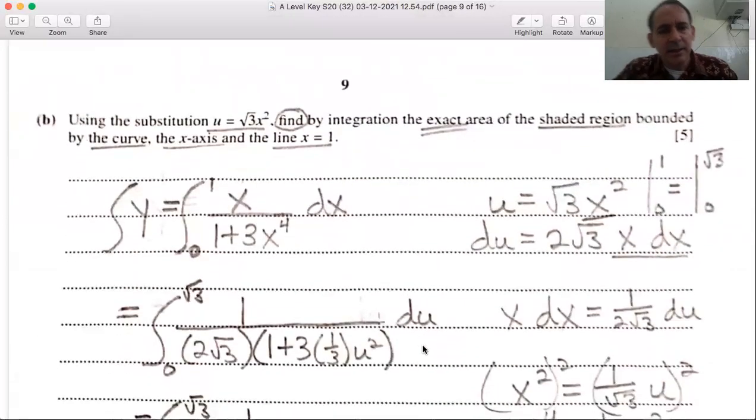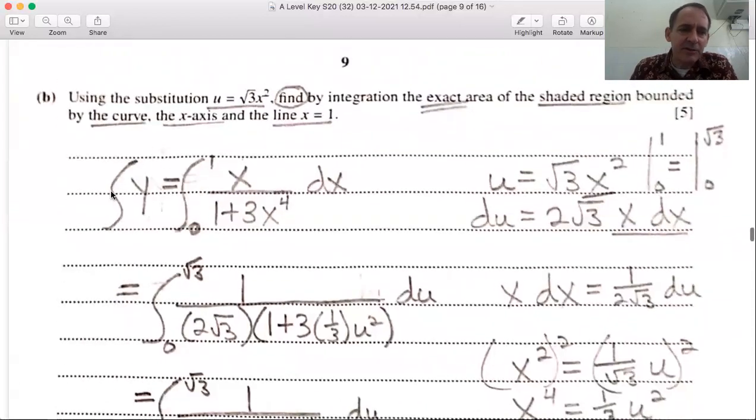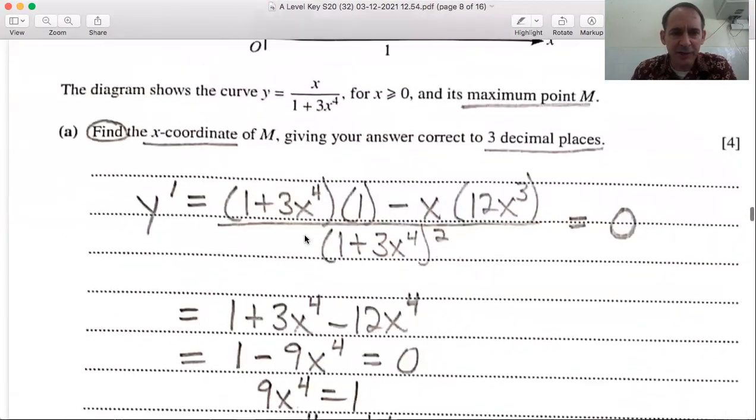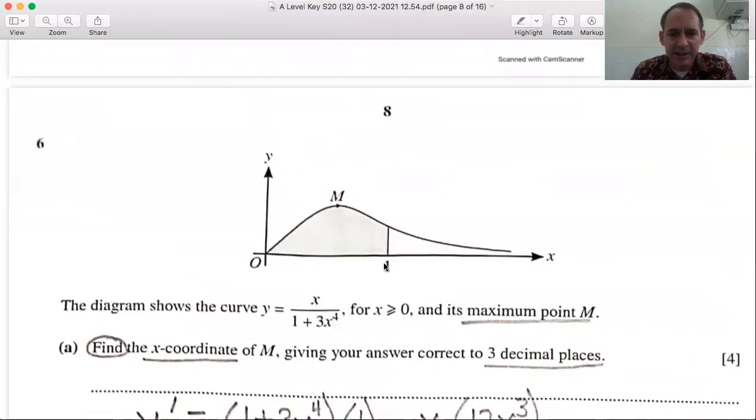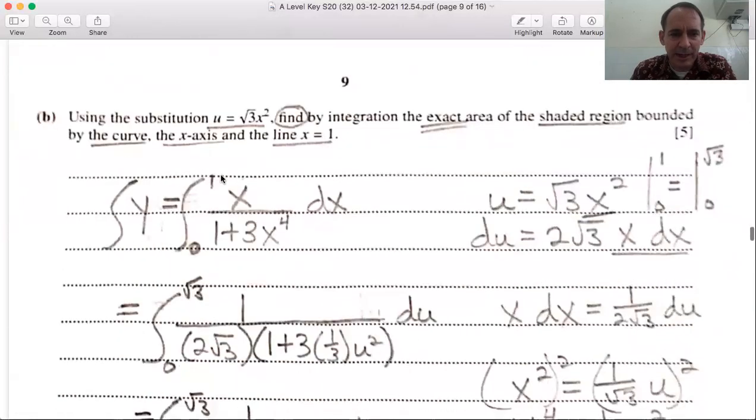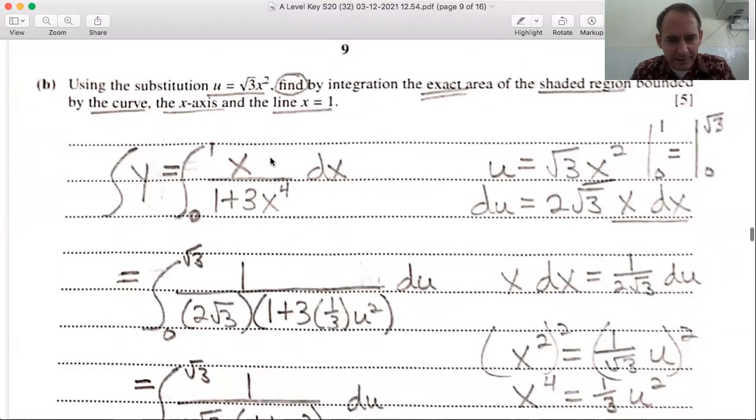Now part B, by using substitution, find by integration the exact area of the shaded region bounded by the curve, the x-axis, and the line x equals 1. So that means we're going to integrate y equals the integral from 0 to 1 is our boundaries. Notice that the graph started at the origin and ends at 1. So 0 to 1 are the boundaries of our equation here, dx, and it says to use substitution.